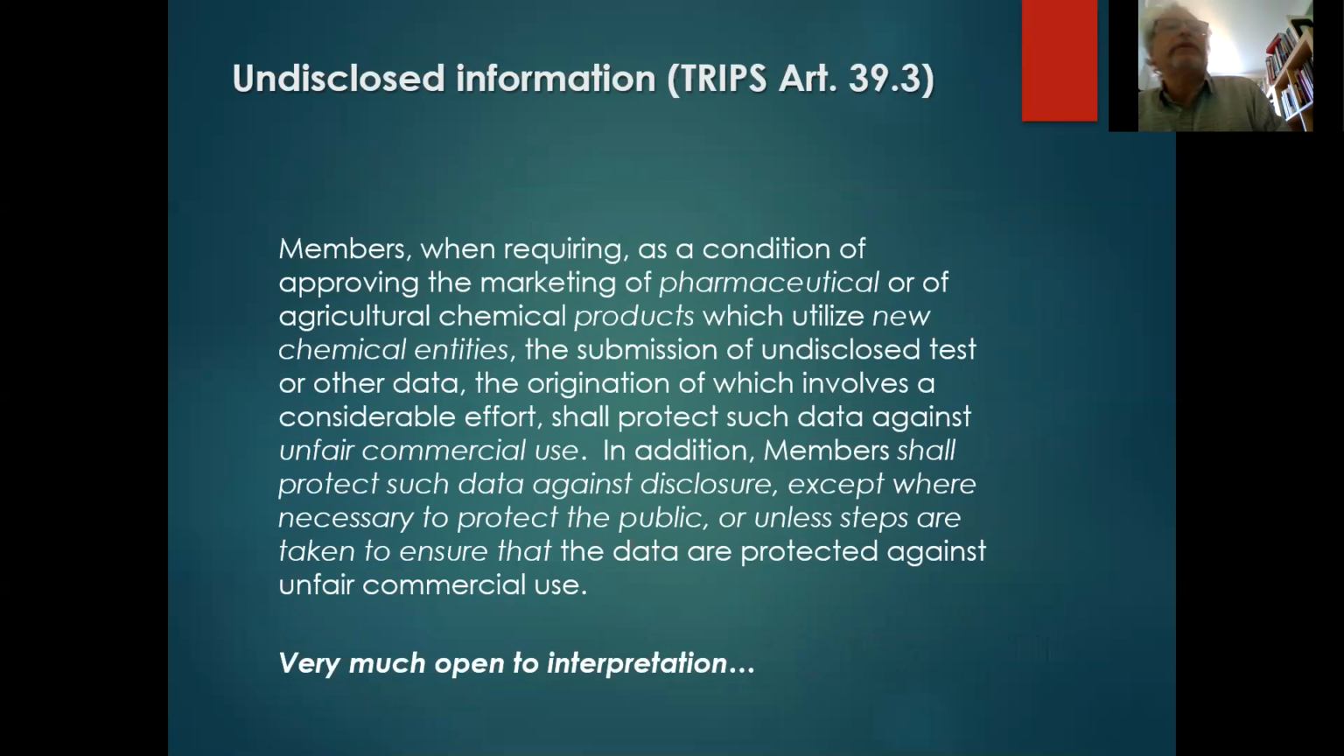Oh yes, I want to say also about undisclosed information. It is very, very important. It didn't seem very important at the time. Now, Article 39 of TRIPS, undisclosed information, Article 39.1 is about what we generally call trade secrets. What is a trade secret? A trade secret is a secret. It has commercial value, and reasonable efforts have been made to protect that secret.